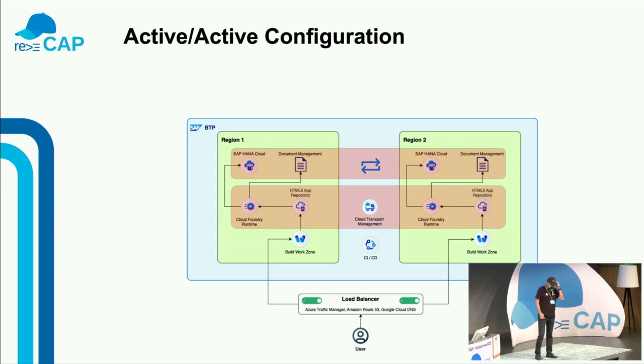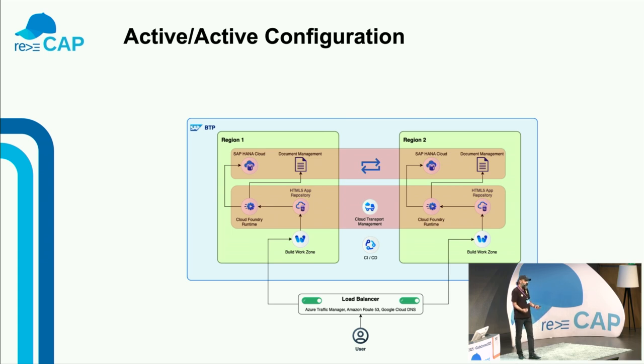So, during this challenge, I started to think about creating a sub-account in another region and replicating all my services in the second region. As you can see in the slide, we can deploy our application to the second region into the Cloud Foundry runtime. We can have the HTML5 application repository. We can create a Build Workzone instance on this region, and we can replicate all our configuration with CTMS or manual configuration. And actually, these are the easier parts. We can create destinations, we can create connectivity parts, etc.